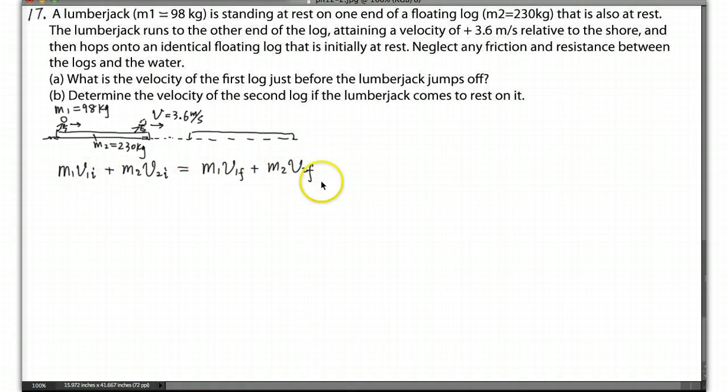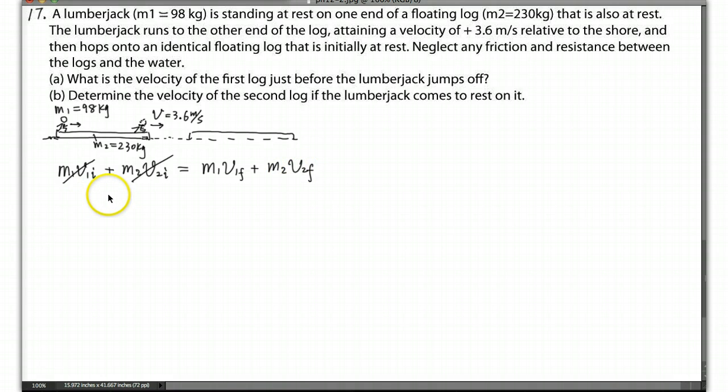Okay, let's check all these numbers carefully. A lot of them are simply 0. So initially, the lumberjack is standing at rest at one end, so this is gone. This v1 initial equals 0, so this is gone. v2 initial means the velocity of the log initially, of course at rest as well, gone. And then v1 final, that's exactly 3.6 of the person at the end of the running. And the v2 final, which is the one we need to find out.